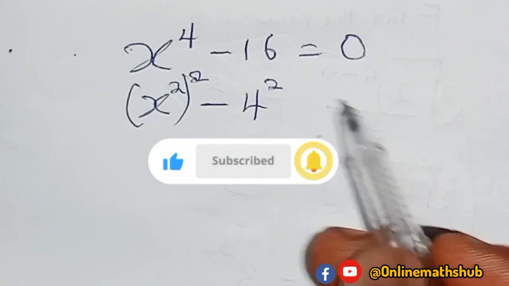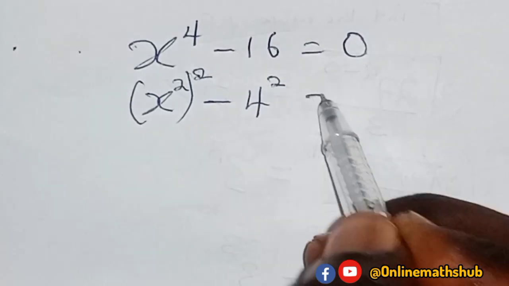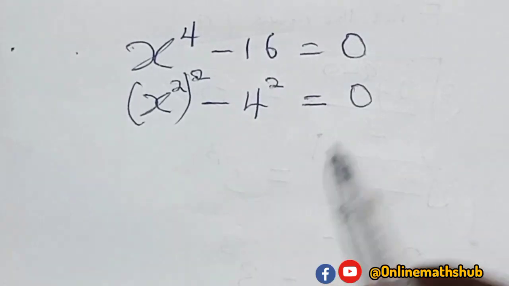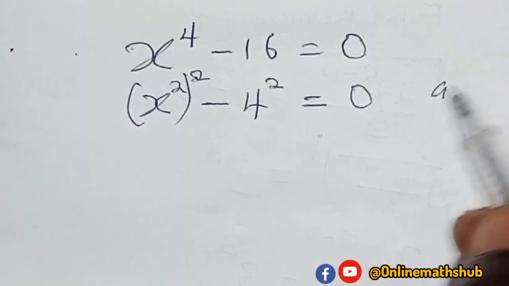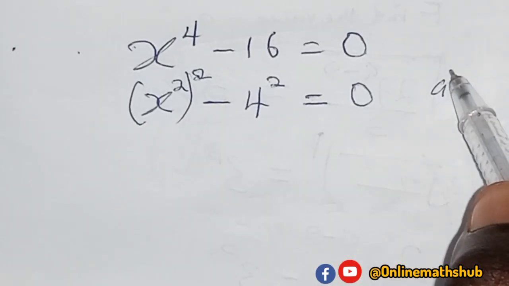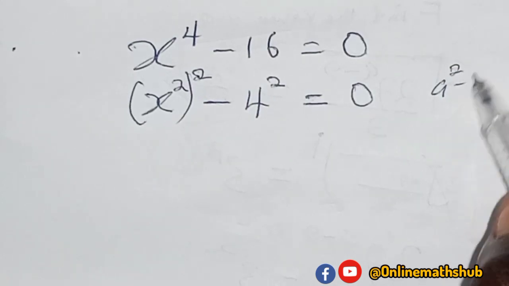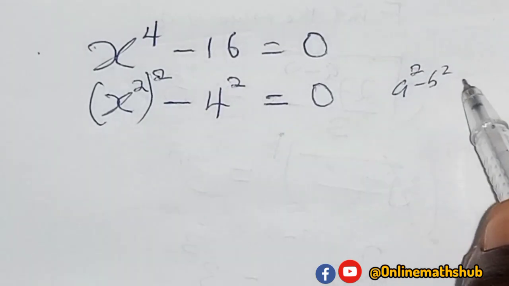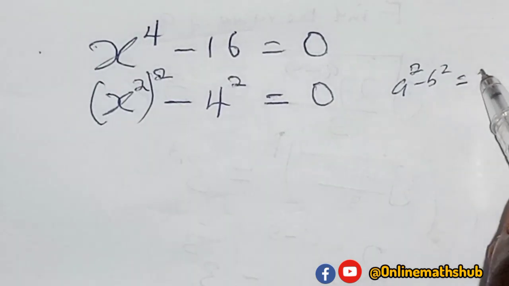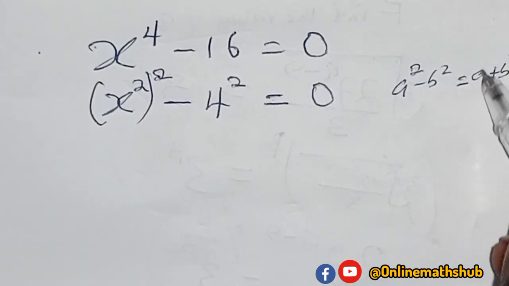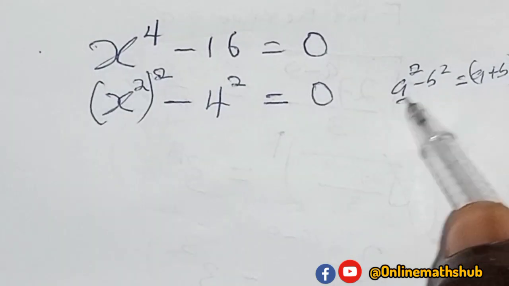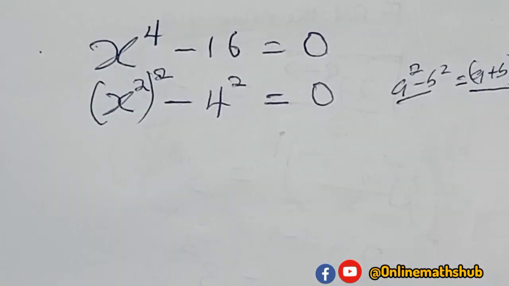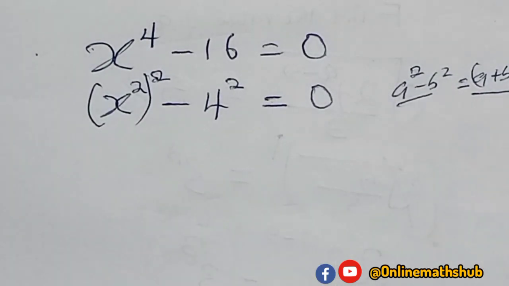Okay, so you can see right here I've got this, and of course it is still equal to 0. So you can see I've already got this expression as a squared minus b squared, and of course we know this expansion to be equal to (a plus b) multiplied by (a minus b). So once I've gotten this in this format, I can proceed to solve right there.